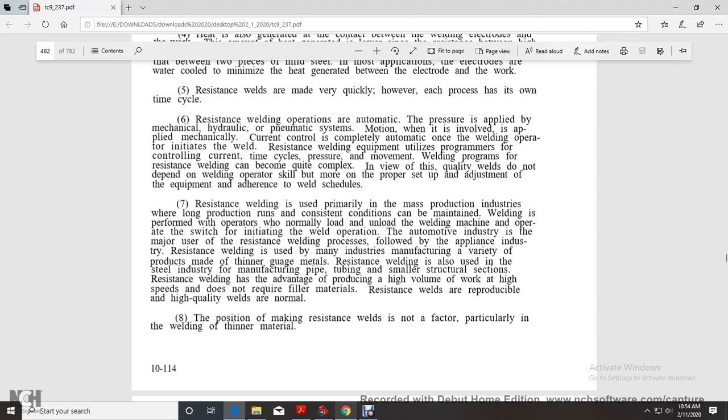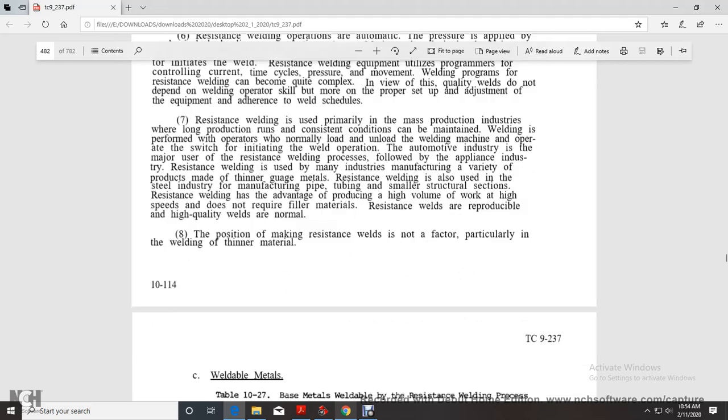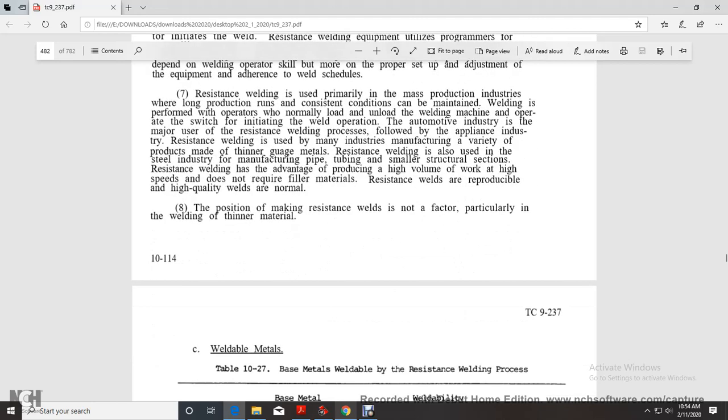Resistance welding can be quite complex in view of the quality problems. Weld quality depends less on the welding operator's skill than on proper setup and adjustment of the equipment and adherence to welding schedules. Resistance welding is used primarily in the mass production industry.